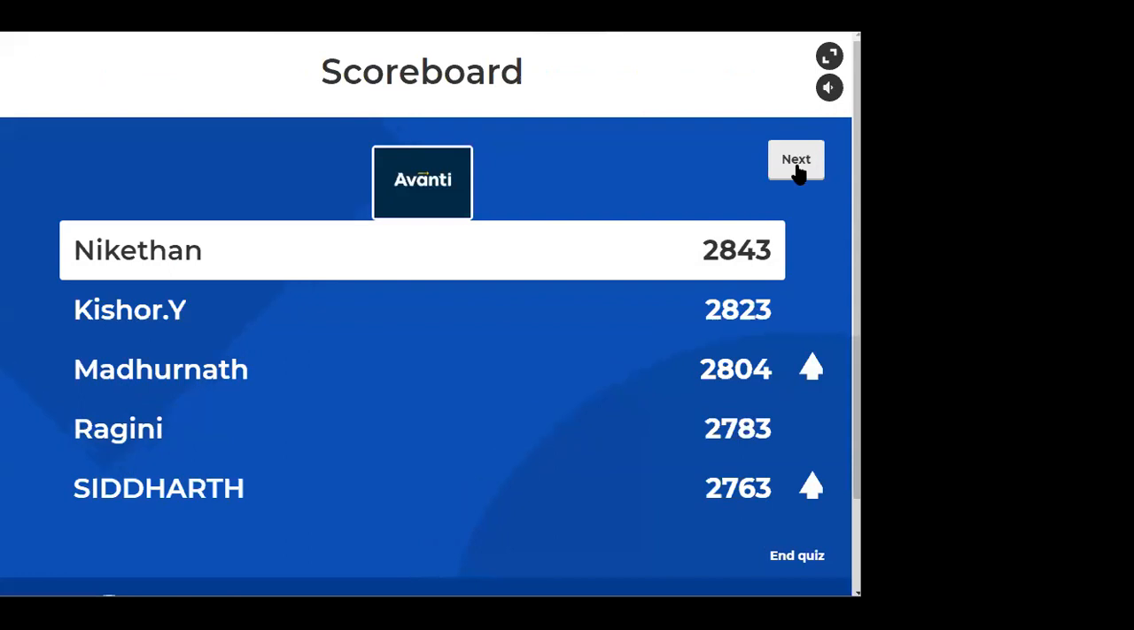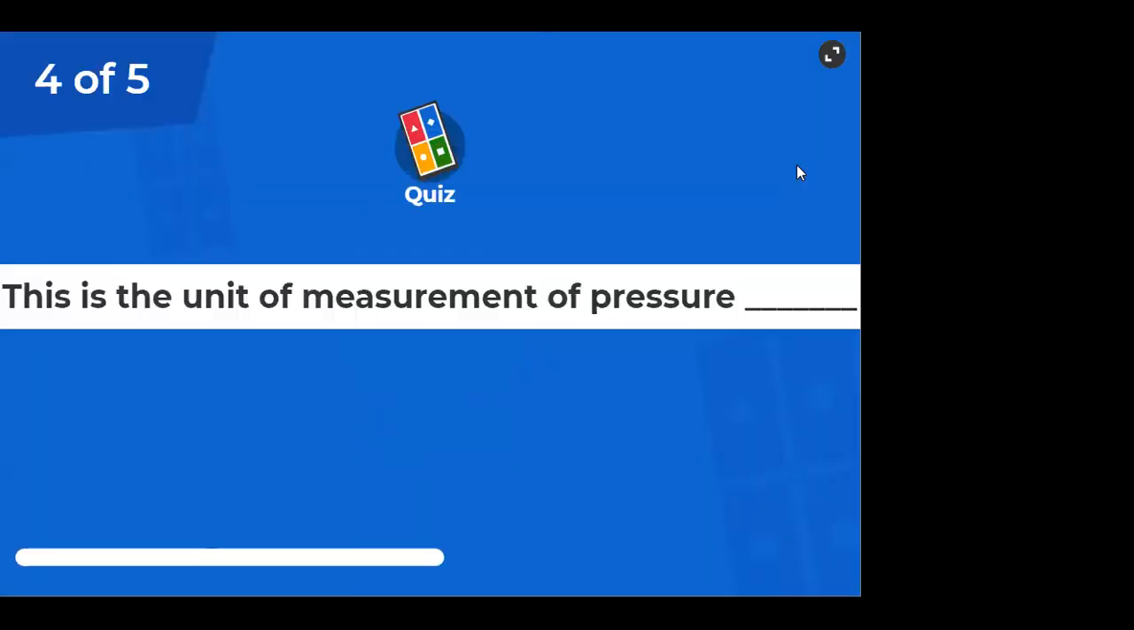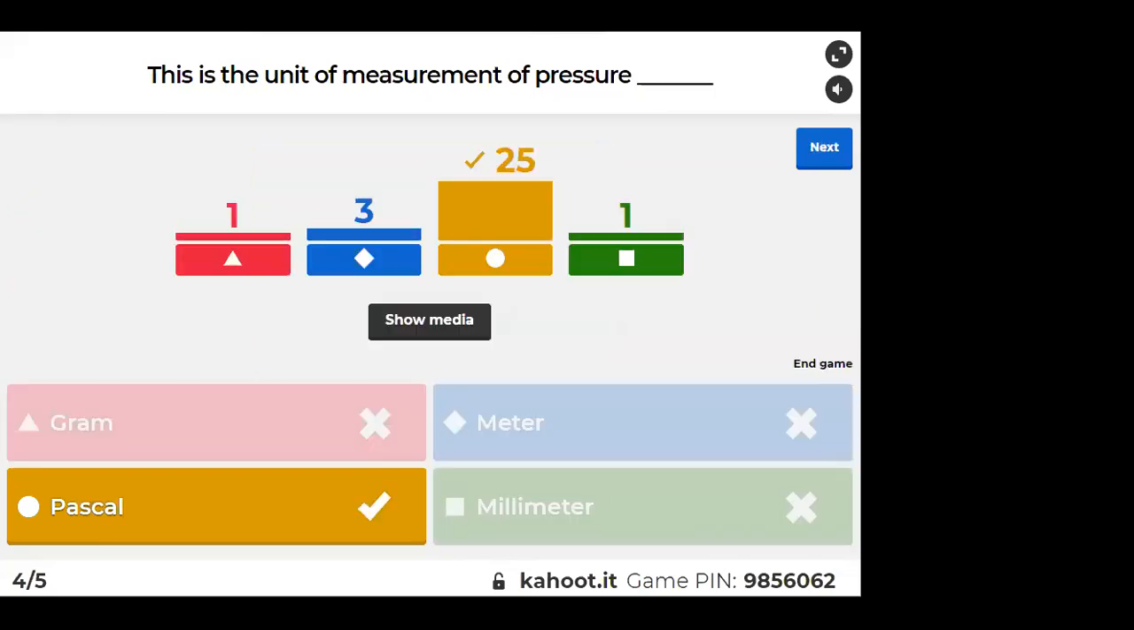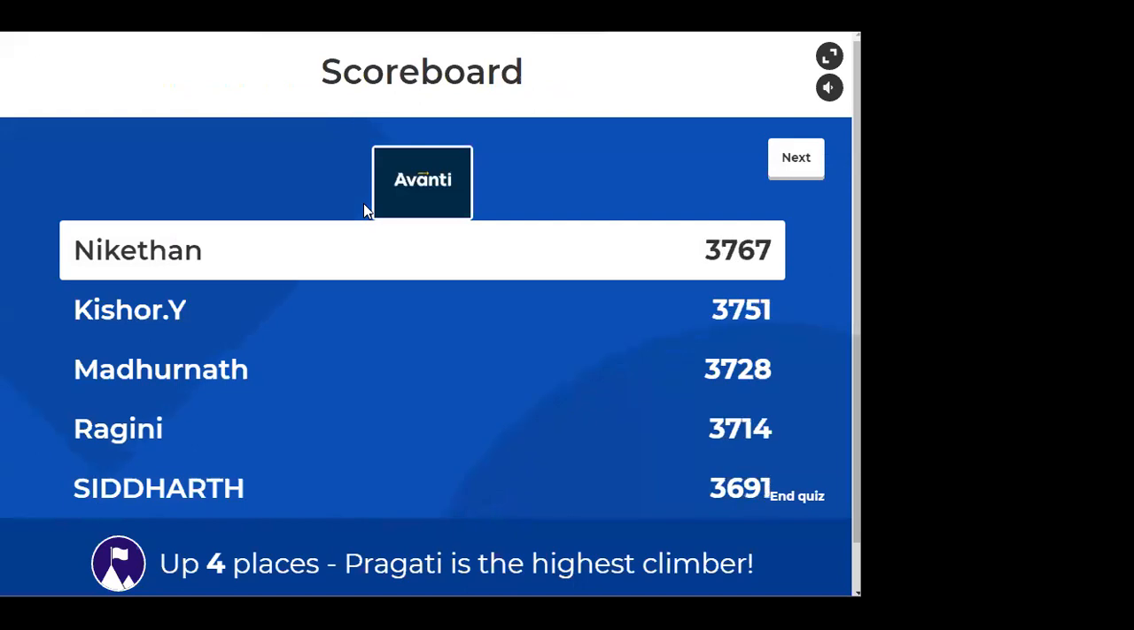Okay. Next. This is the unit of measurement of pressure. Tell me. Yes, you studied this. Very good, Brinda. Yes, it is Pascal. Who said gram? Gram is a unit of mass. Meter and millimeter are both units of length. Guys, are you guessing? I hope you are not here for fun. Obviously, there should be fun in studies. Very good, Pragati. Last question, guys.